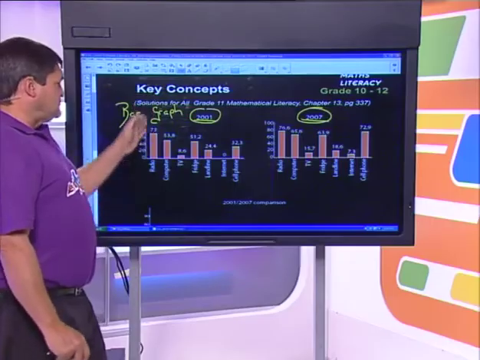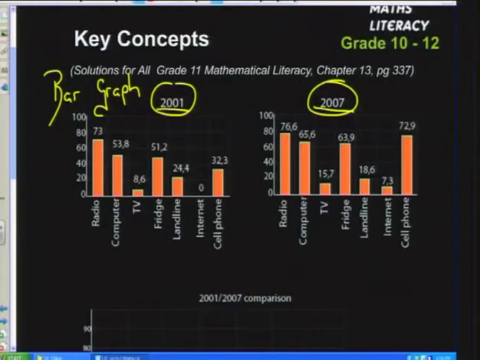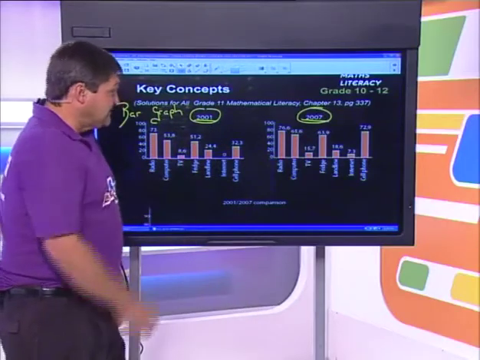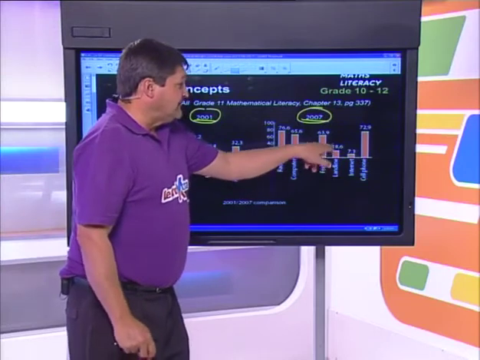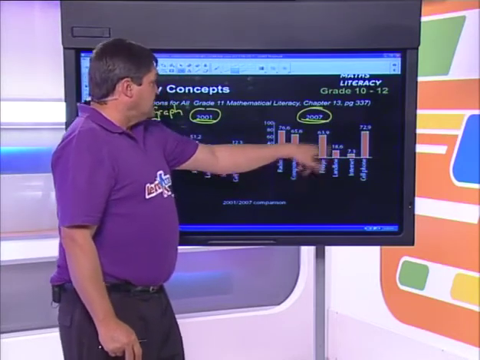So in 2001, we got 73% of households had a radio. In 2007, 76.6% of households had a radio. Let's look at the internet. I find that one interesting. In 2001, no percentage of people had internet in their homes. But in 2007, we had 18.6% of people had internet in their homes. Right. So we can make that comparison.